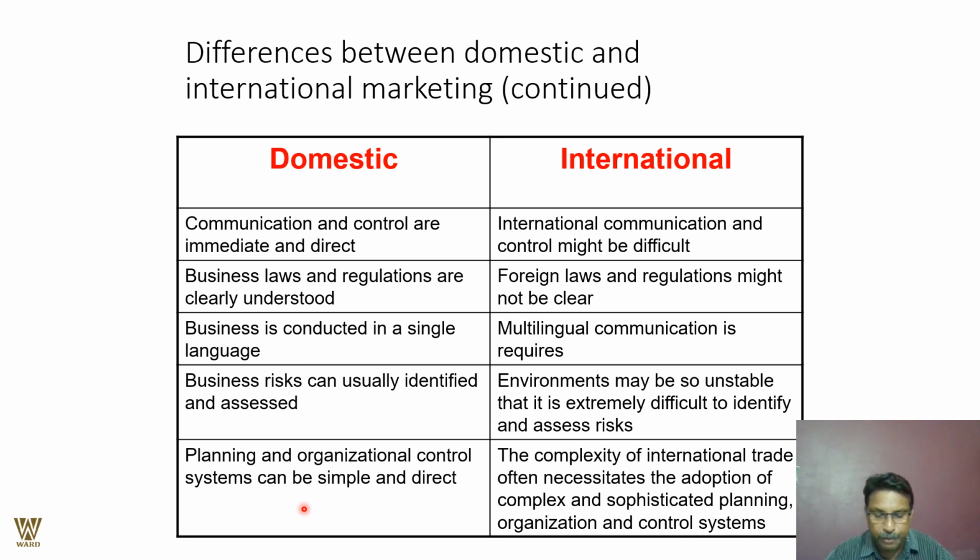But what happens if it is an international company? We are talking about international communication. Control might be difficult. Your perception has to be right and thorough to create a positive image. Multilingual communication is required. The environment may be so unstable that it is extremely difficult to identify and assess risk. The complexity of international trade often necessitates the adoption of complex, sophisticated planning and organization control mechanisms and systems.